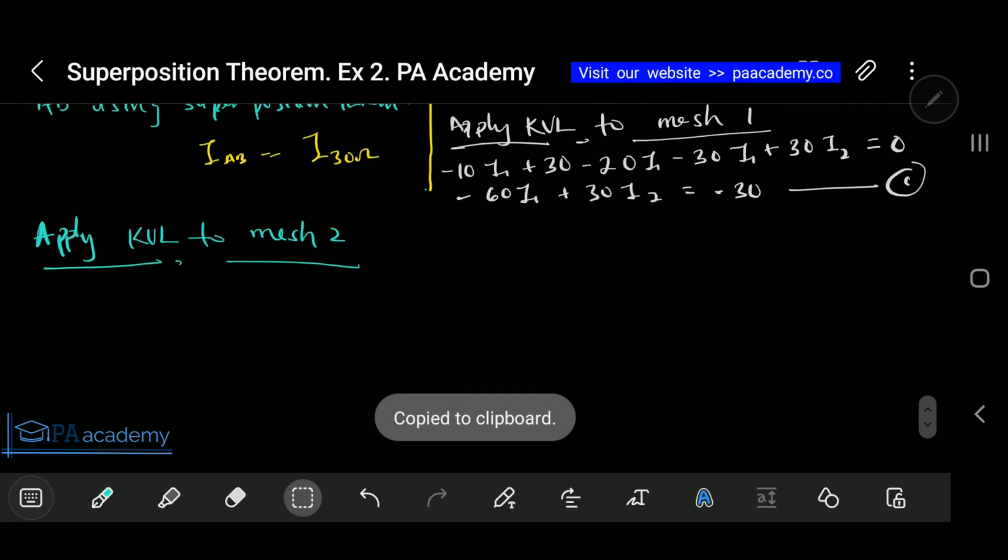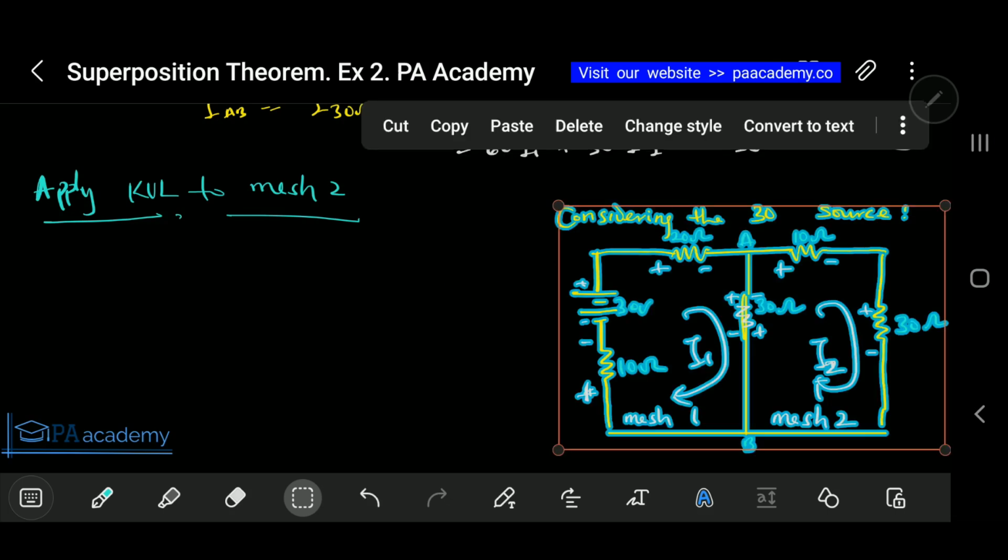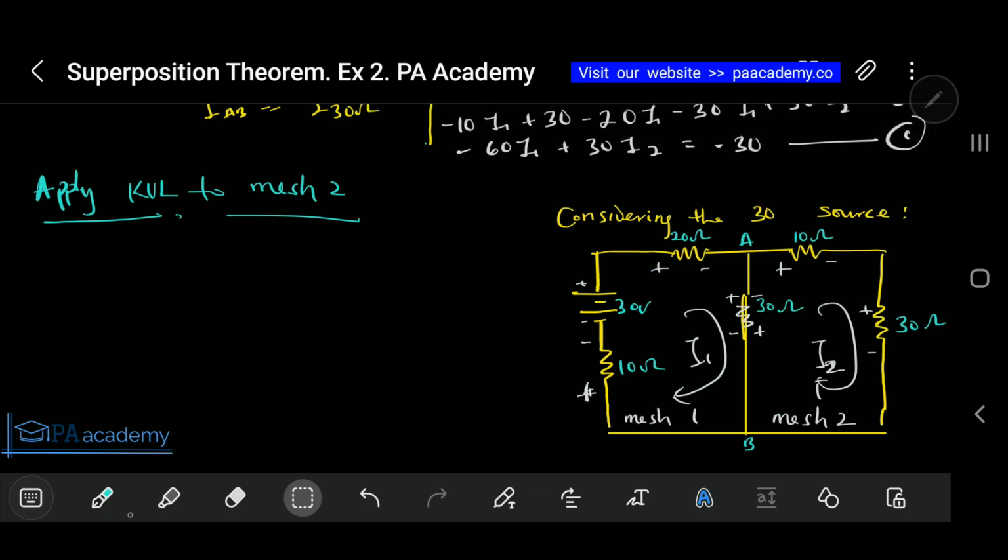So let me just put the circuit side by side so that you can see it easily. Okay. So now we are considering mesh 2, which is this part here. So let's just start from here. You can just start from anywhere. So from positive to negative due to I2, so that will be minus 30 I2. Also from negative to positive due to I1, so that will be plus 30 I1.